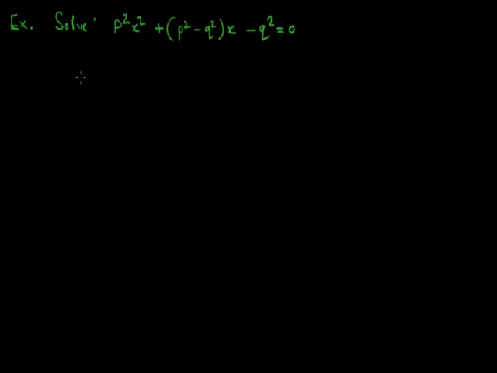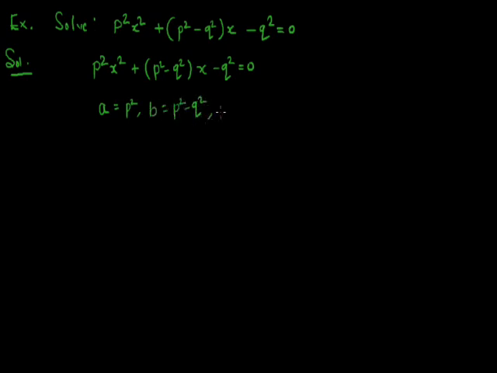Now we have to solve this quadratic equation by quadratic method. Now solution is, now p square x square plus p square minus q square multiplied by x minus q square equal to 0. Now by comparing the quadratic equation ax square plus bx plus c, here a equal to p square, b equal to p square minus q square and c equal to minus q square.